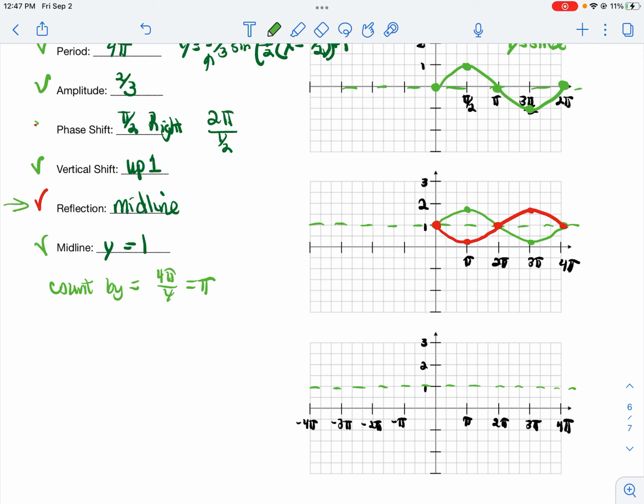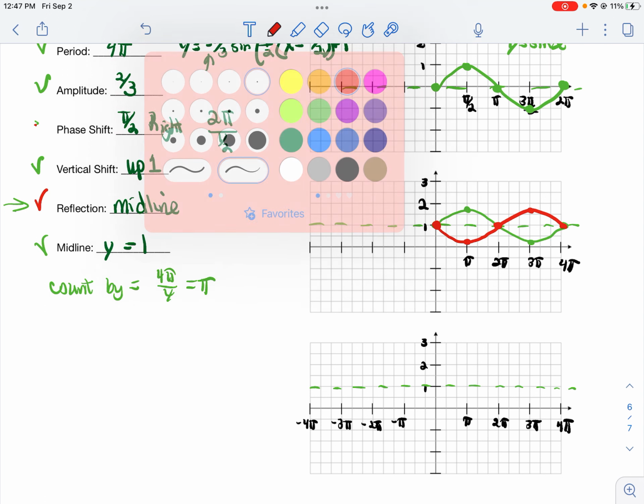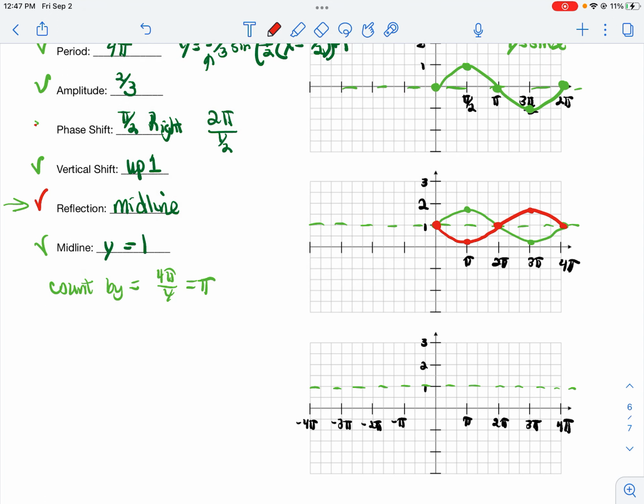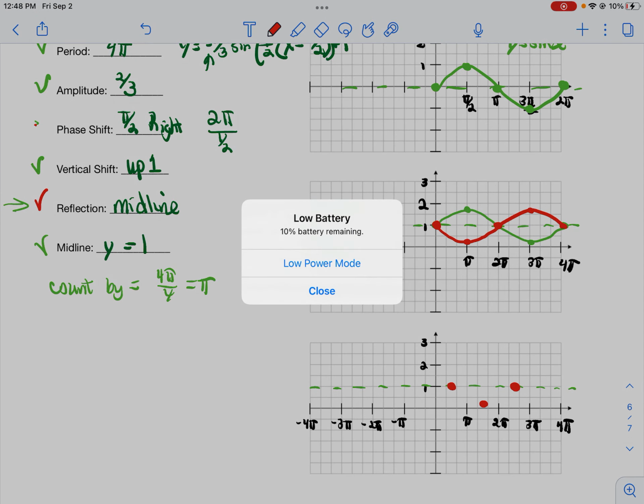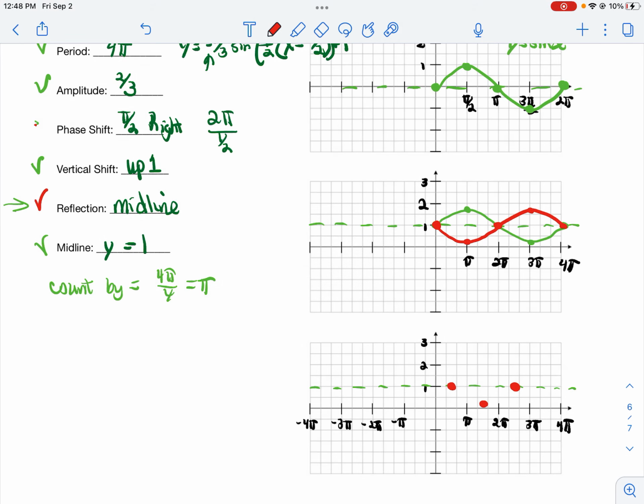So I ended here at, maybe I'll do it red so you can see. So I ended on the midline, and then I need to shift that to the right, pi over 2, which is half the distance. So this is just going to be shifted halfway, still on the midline. Then this at pi is going to be shifted halfway. And then on the midline at 2 pi is going to be shifted halfway. And then above the midline at 3 pi is going to be shifted halfway.